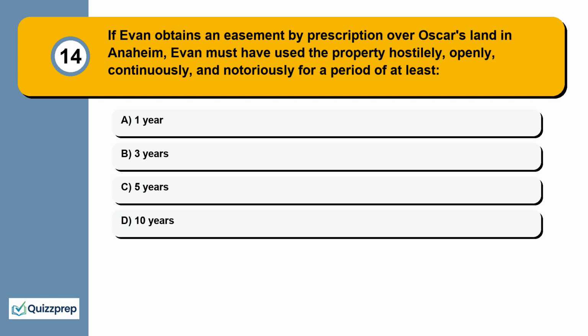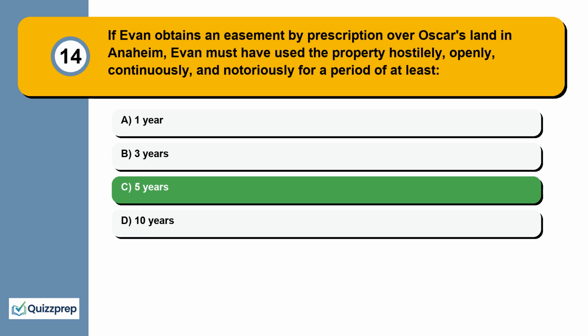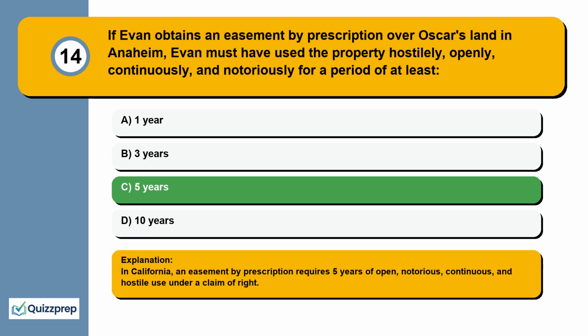Question 14. If Evan obtains an easement by prescription over Oscar's land in Anaheim, Evan must have used the property hostilely, openly, continuously, and notoriously for a period of at least 1 year, 3 years, 5 years, 10 years. In California, an easement by prescription requires 5 years of open, notorious, continuous, and hostile use under a claim of right.